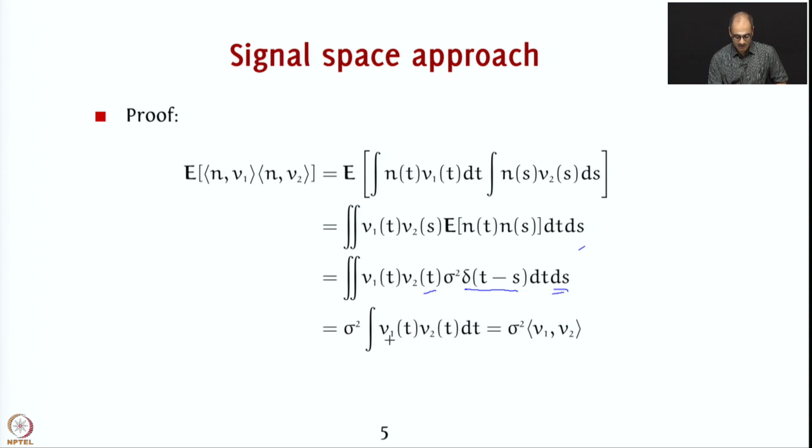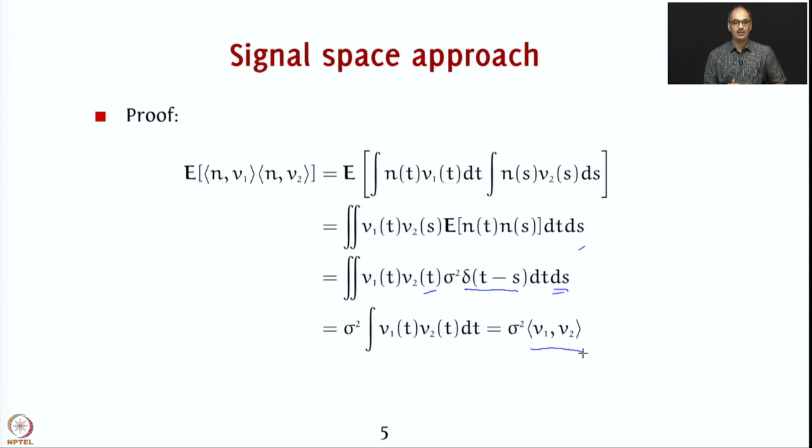And you have just sigma square times integral V1, V2, because the integral of the delta is essentially 1. So you have integral V1 of t, V2 of t dt, which is sigma square inner product V1, V2. Now there is one important point. If V1 and V2 are orthogonal signals, that is inner product V1, V2 is 0, that leads to something interesting. That leads to the conclusion that this expectation NV1, NV2 is 0, which means that the resulting random variables are uncorrelated. Since they are jointly Gaussian and uncorrelated, they are independent.